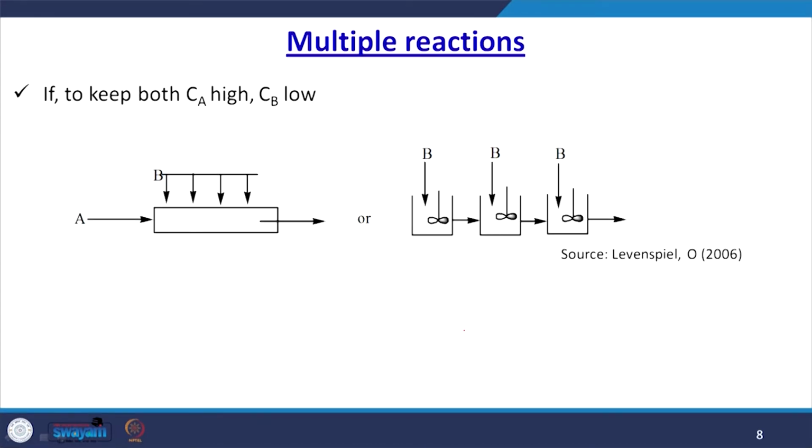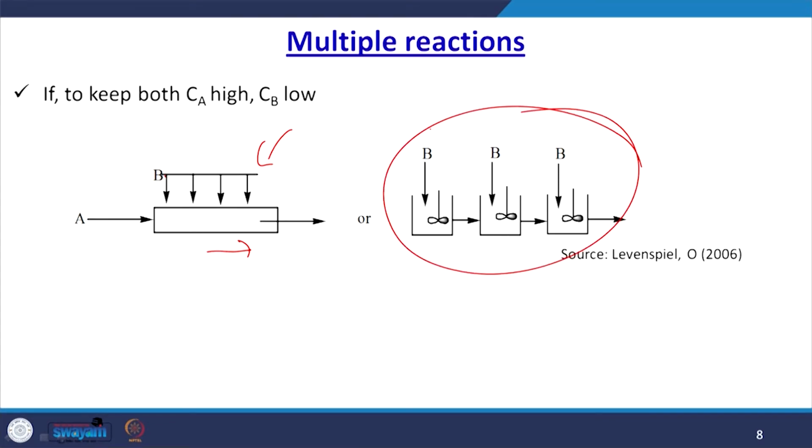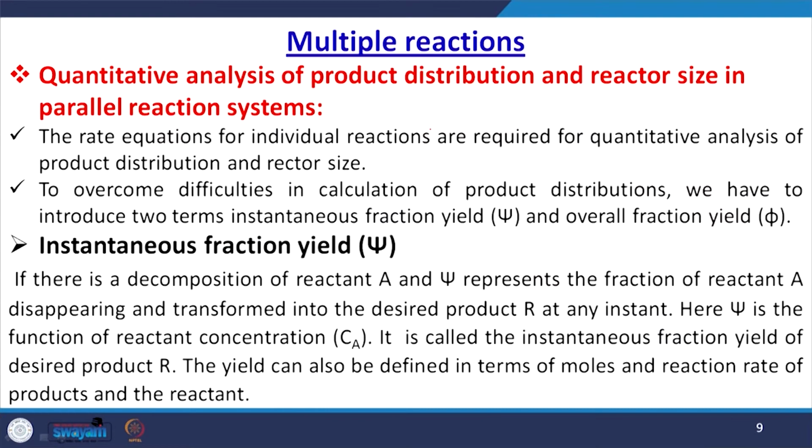Now, if you intend to keep both Ca high and Cb low, then in that case you have this option that you can pour this B in a continuous fashion, and you may have multiple openings through which you can distribute the B all around this reactor, or you may have this type of reactor battery for making the product condition favorable.